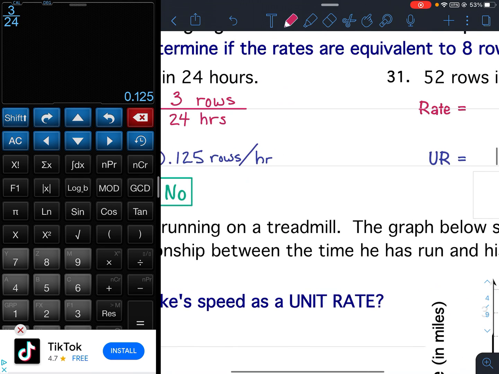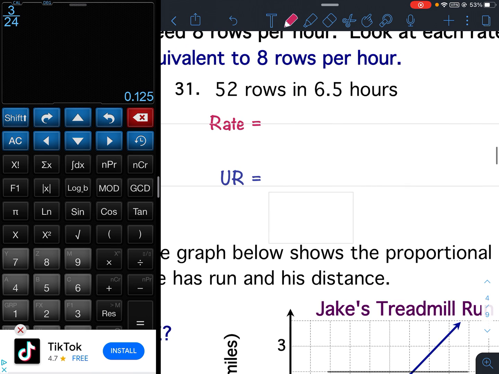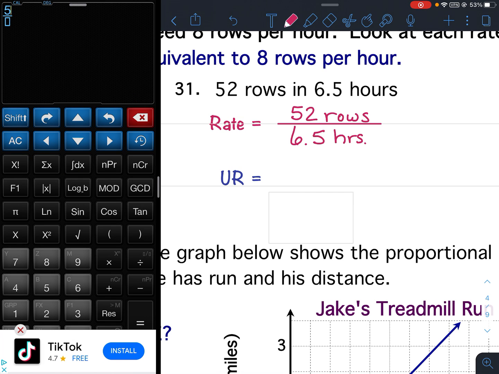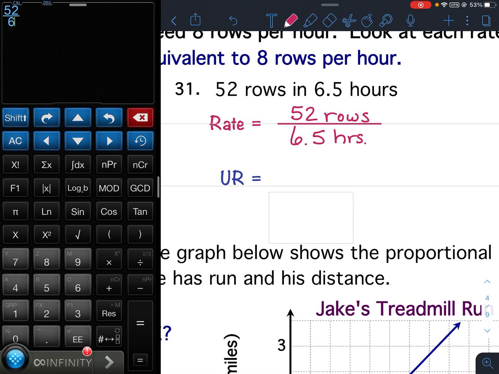All right, 31. Same thing. 52 rows over 6.5 hours. Start with the fraction button. 52 over 6.5. And that is 8.